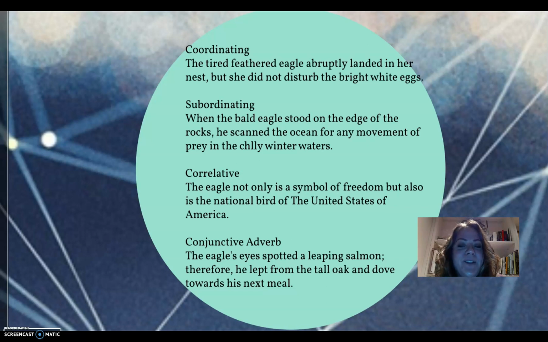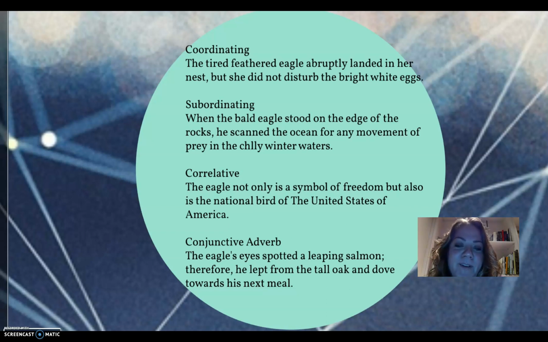So where I run into trouble using correlative conjunctions is if I don't have them equal. A lot of people like to put the word is before not only, but when you're using not only but also or other correlative conjunctions, make sure you're joining equal parts. You have to join two nouns or two verbs or two sentences.